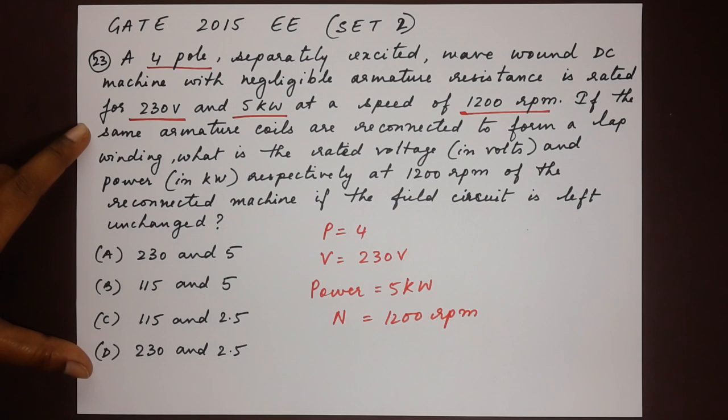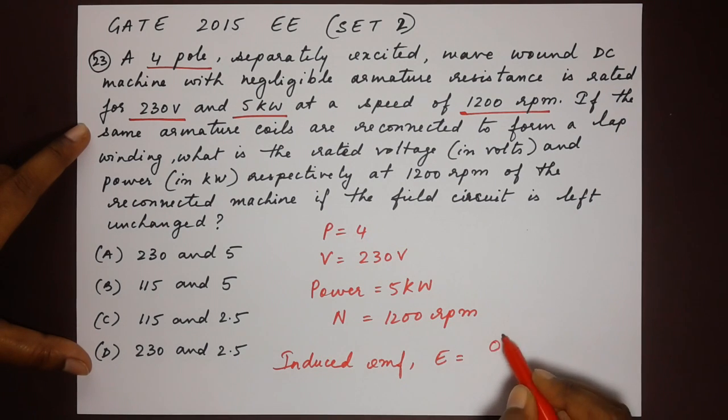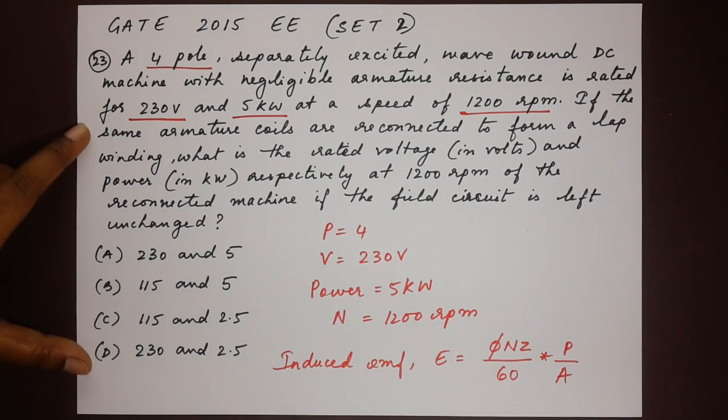Okay, now the first step is to find out the induced EMF, because that's exactly what we need to find here. We are finding the rated voltage, so we have to find the induced EMF. The basic formula for induced EMF, I'm sure you're familiar with this formula, is phi NZ by 60 into P by A. So this is the basic equation, induced EMF of a DC machine.